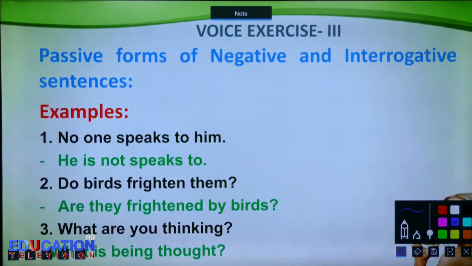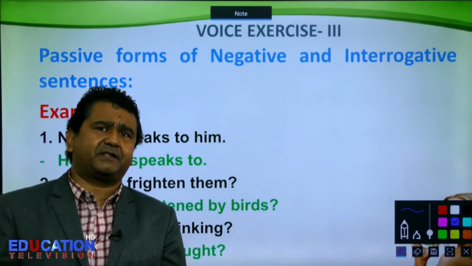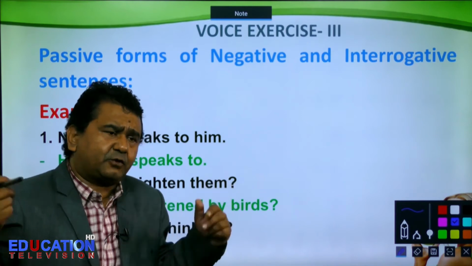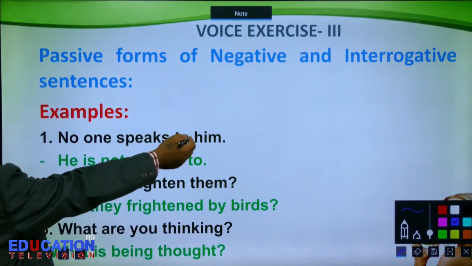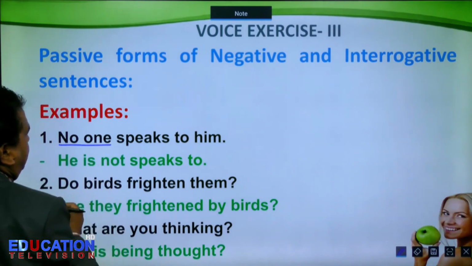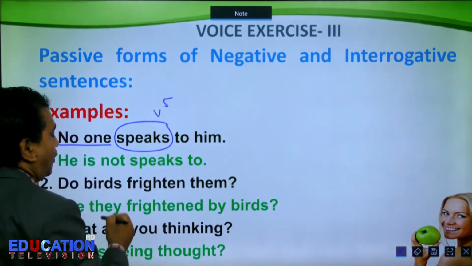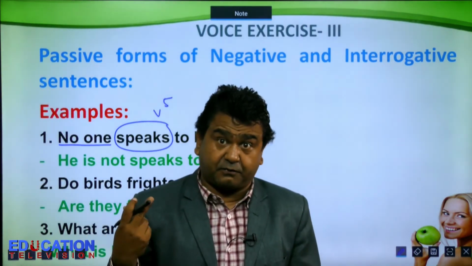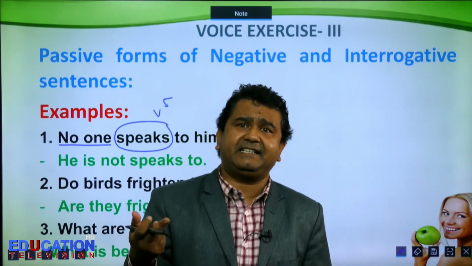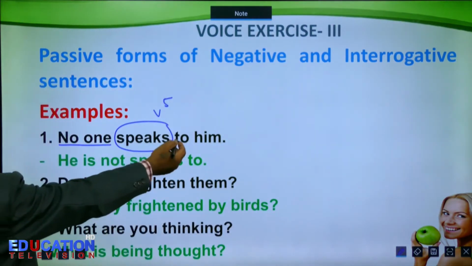Now let us see how you change the negative into the passive form. The rules are the same. Only you add not. That's all. No one speaks to him. Now no one is negative. As we know, speaks is V1. And we have already told, whenever there is V1 or V5, we have to use is, am, are. So, no one speaks to him.